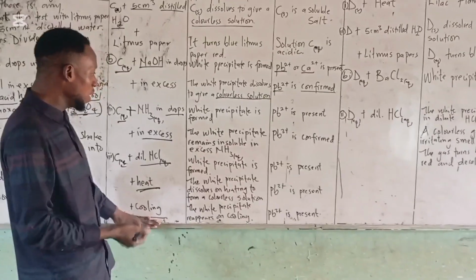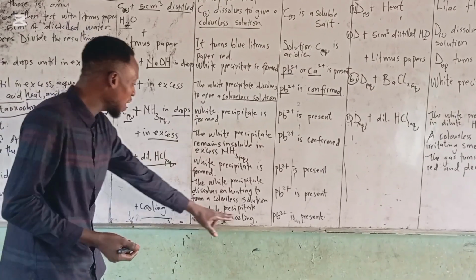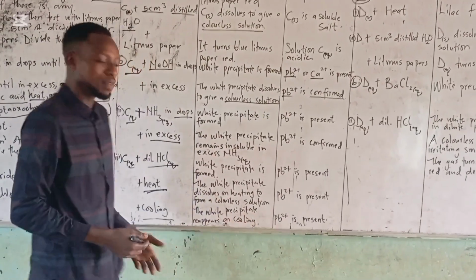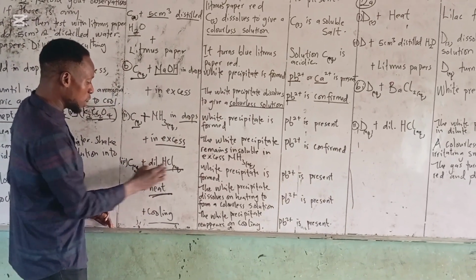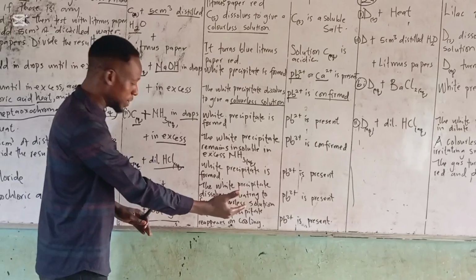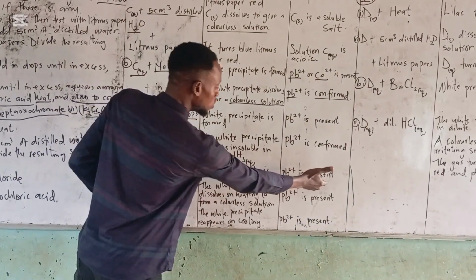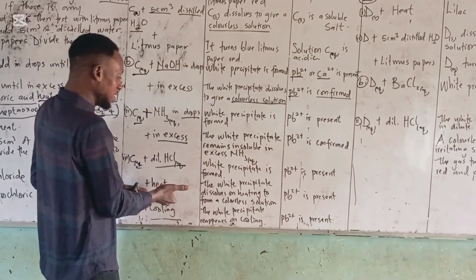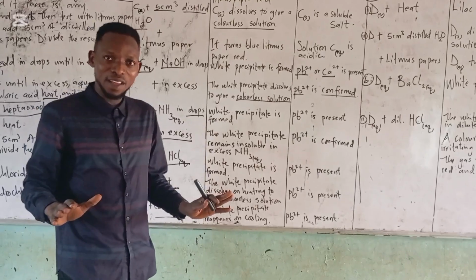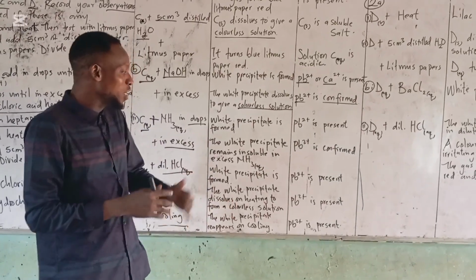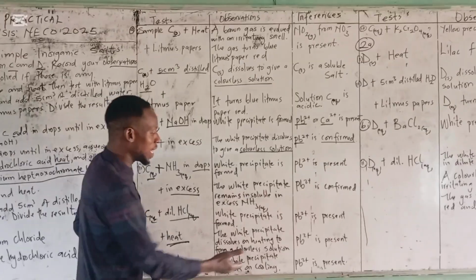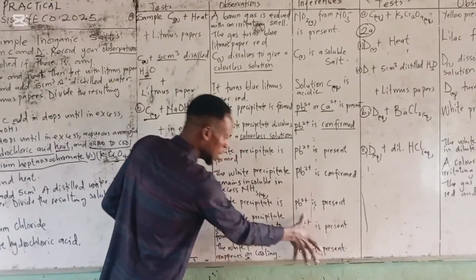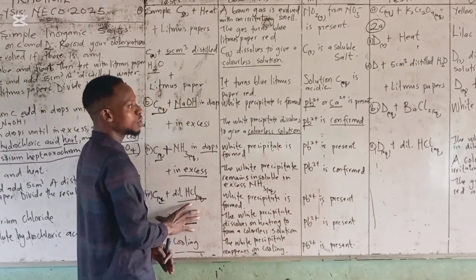Now, on cooling, what do we have? The white precipitate reappears on cooling. That is to say, aqueous sample C plus dilute HCl, there is formation of white precipitate. It shows that lead 2 plus is present. So, heating it, the precipitate disappears on heating. When you allow it to cool, the precipitate reappears. So, it shows that lead 2 plus is actually present in this sample C.